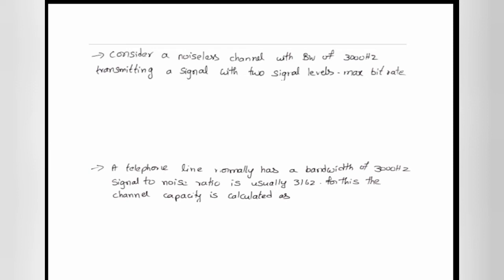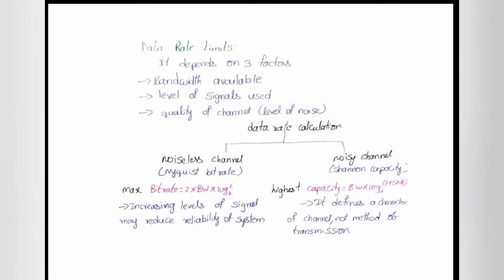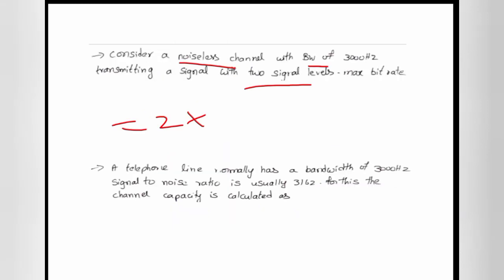Consider a noiseless channel with the bandwidth of 3000 Hz transmitting a signal with two signal levels. What is the maximum bit rate? Given that the channel is noiseless, that means it is the Nyquist bit rate, with the given bandwidth and the signal levels being 2. We need to calculate the maximum bit rate. Bit rate equals 2 into bandwidth into log L base 2. We know the formula here, right?